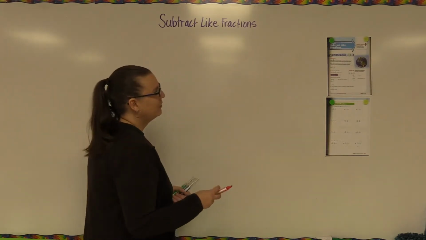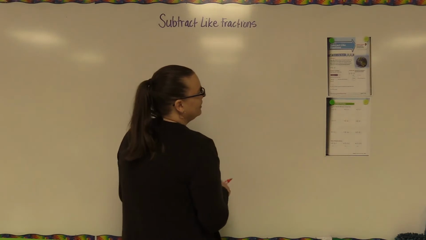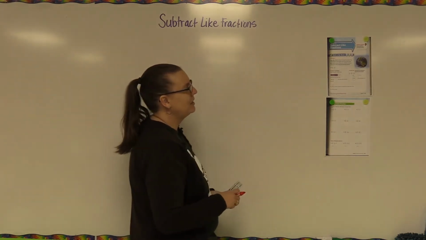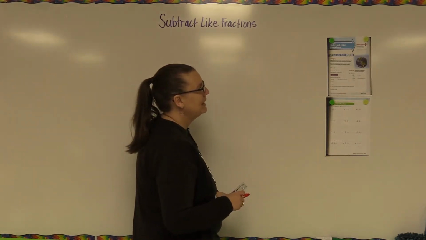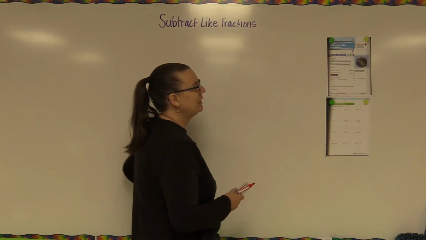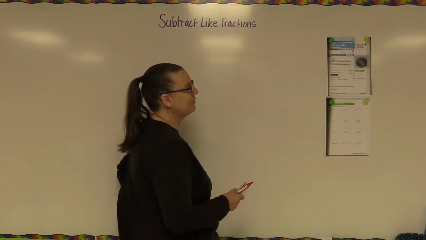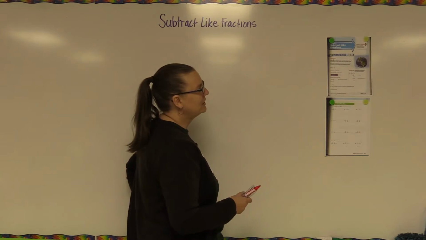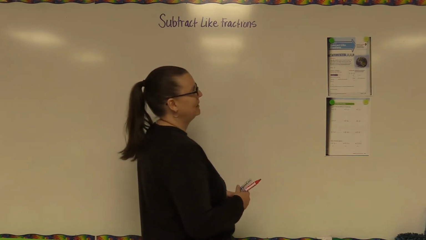So let's take a look at the first one on your page. Example 1 says about 7/10 of Earth's surface is covered by oceans. The Pacific Ocean is the largest ocean and covers about 3/10 of Earth's surface. How much of Earth's surface is covered by the oceans other than the Pacific?